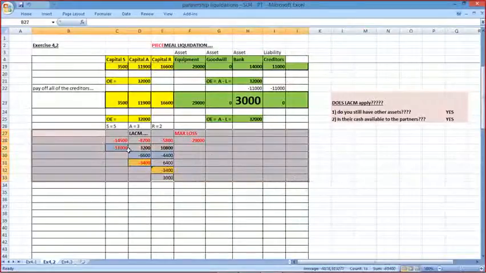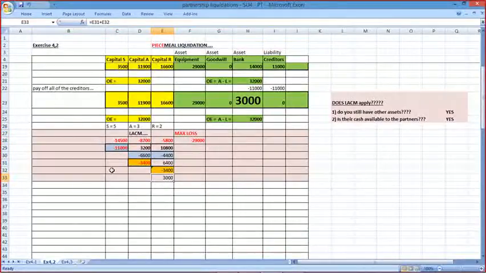Sure. So now this is a separate working. You show this to the examiner so you can get marks for doing it. But after you've done it, all I wanted to know was who's the good partner. That's all I wanted to know.